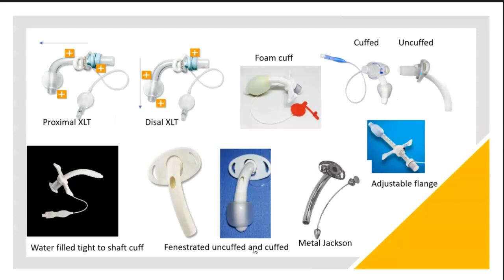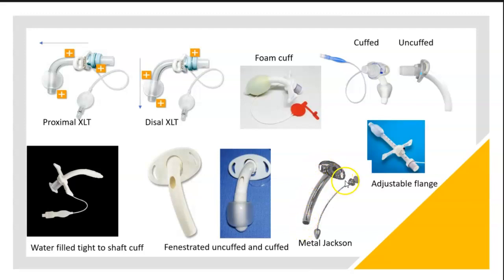So I gave you some pictures of all of these different types of tracheostomy tubes. Extra long proximal means this horizontal length, from where the tracheostomy tube enters the patient's trachea to where that curve starts, is longer. Distal extra length means the length is longer this way. Water-filled, tight-to-shaft looks like this. That is just a different way of using pressure in those cuffs to seal that airway. Here are your fenestrations, cuffed and uncuffed.